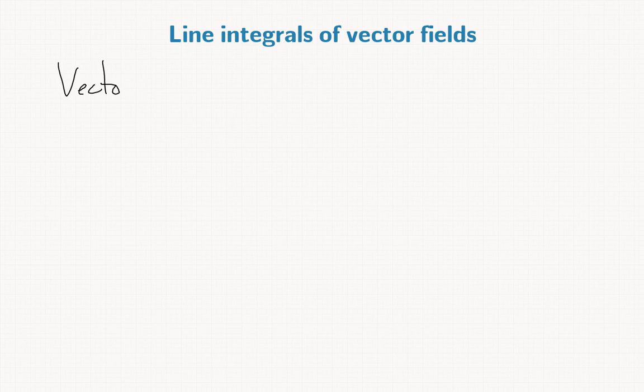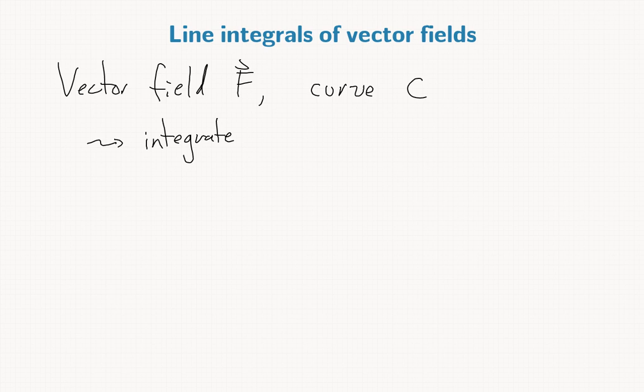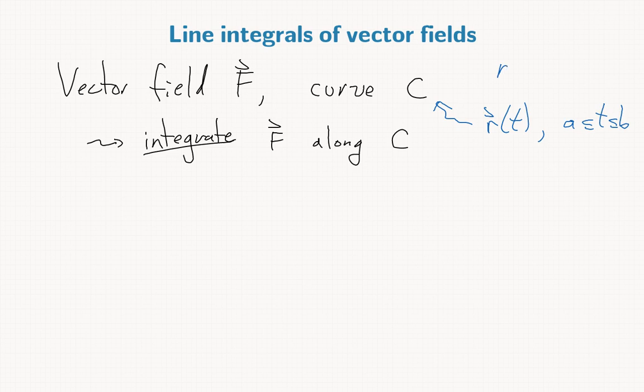If we have a vector field F and a curve C, then we can integrate F over the curve C. So to define this, we'll suppose that C has a parameterization given by a function r of t for t between a and b.